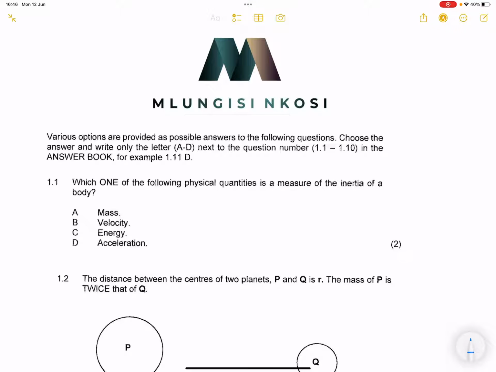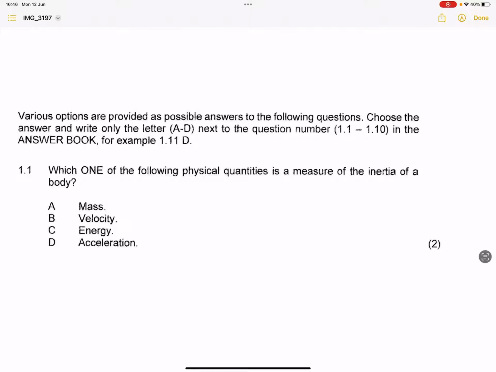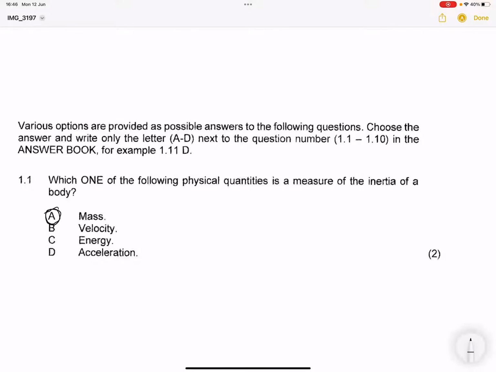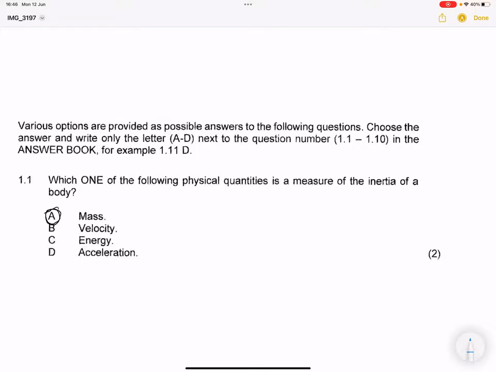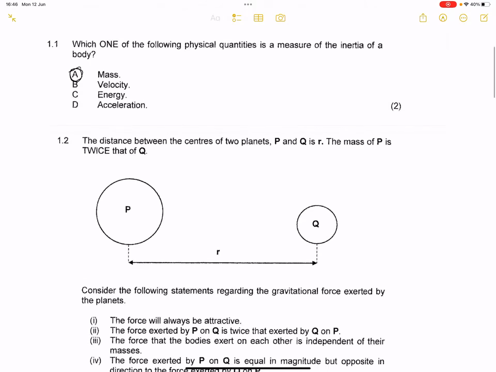Let's get into the multiple choice, and this is from the September KZN exam. Let's start with the first question. They say, which one of the following physical quantities is a measure of the inertia of a body? Here we don't really need to think that much. We know that mass is the measure of a body's inertia. So that is the answer.